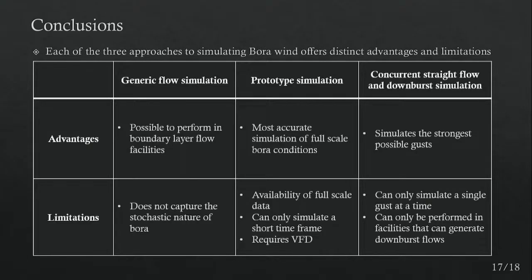And then, as far as the concurrent straight flow and downburst simulation goes, this simulates the strongest possible gust that we can get. However, we can only simulate one gust at a time, and of course this can only be done in facilities that can generate downburst flows, which is also very few. Now, Windy Dome here is unique in the sense that it can do all three of those simulations.